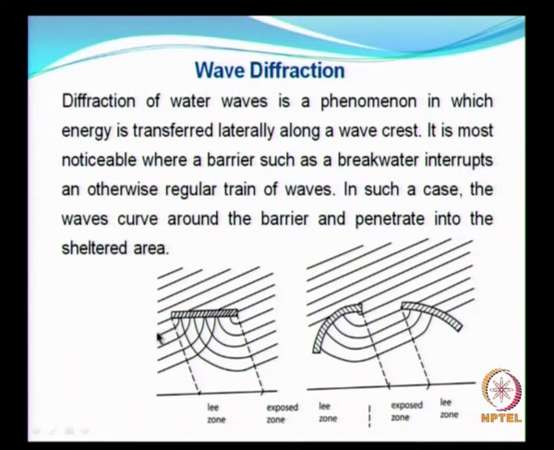When it meets this area, there will be an area with undisturbed wave crests, that is the wave crest will be moving as it has been moving before being incident on the structure. But look at this shadow area.